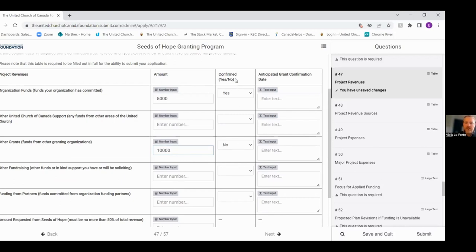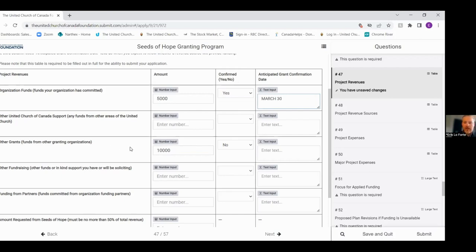The next column is simply, is this money confirmed, yes or no? It's important to note that we don't require the money to be confirmed to award funding. We just want to get a sense of, is this money in hand? Has it been promised? Or is it really just something out there? So for example, you can say, yep, our organization is giving $5,000. Yes, we've confirmed it. And the date that it was confirmed was March 30th.